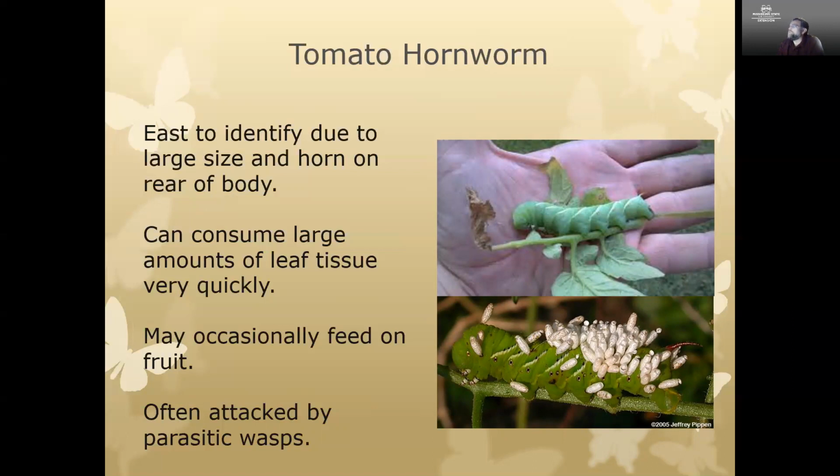You can control them with insecticides. You want to use something really effective. Malathion works very well for control of these, getting really rapid control, and you need that because, again, they can very quickly defoliate your plants as well as directly damage the fruit.